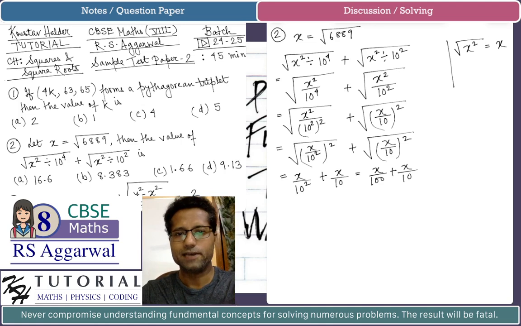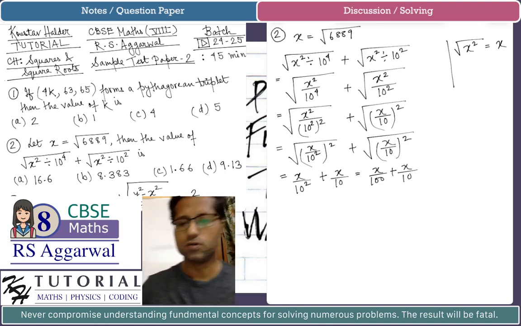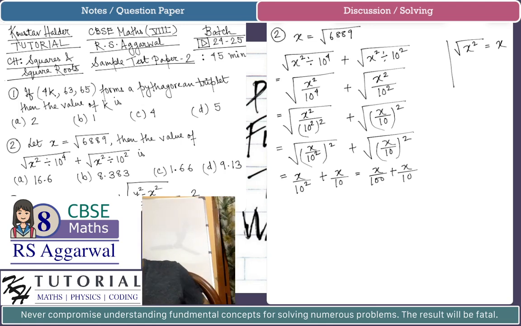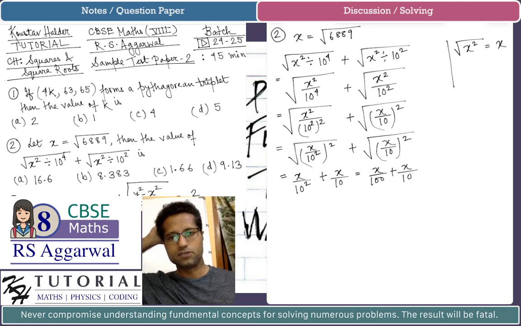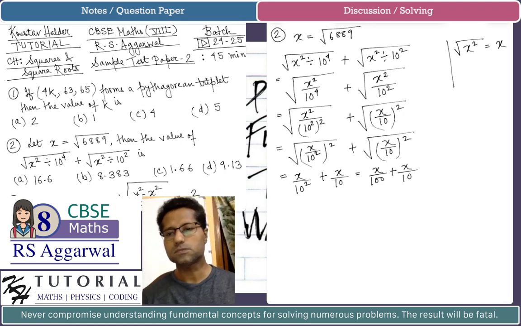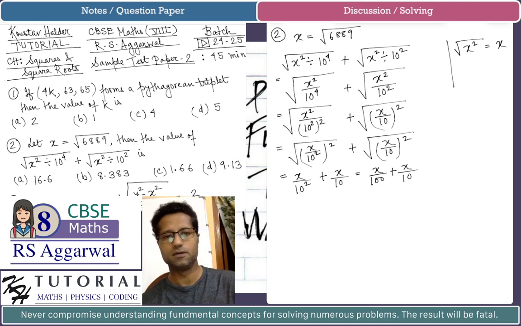So we have to find the value of x. Okay, so x is said to be square root of 6889. Now to find the square root of a natural number, you can proceed with two methods, either the prime factorization method or the long division method.